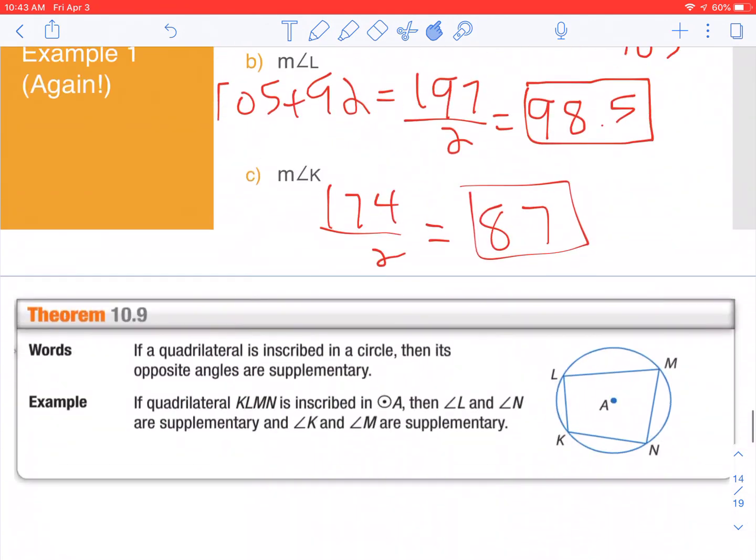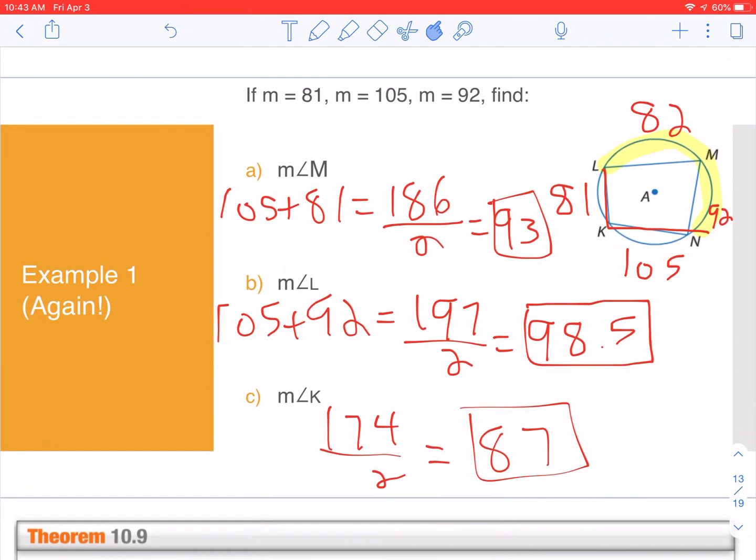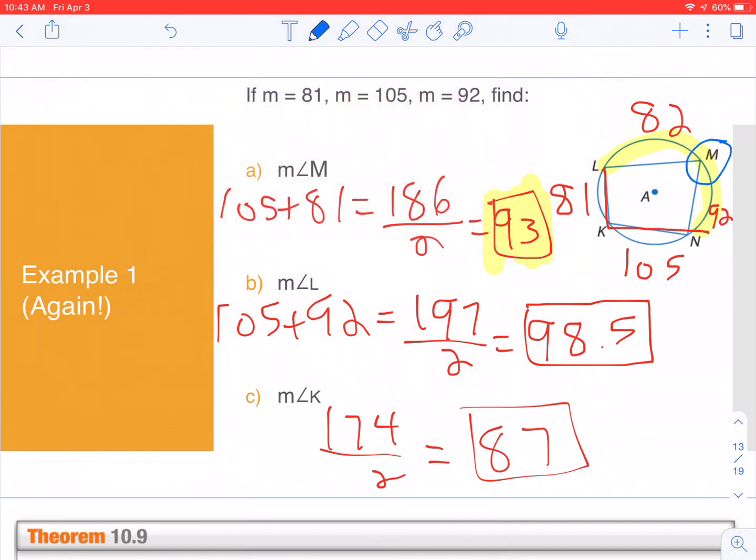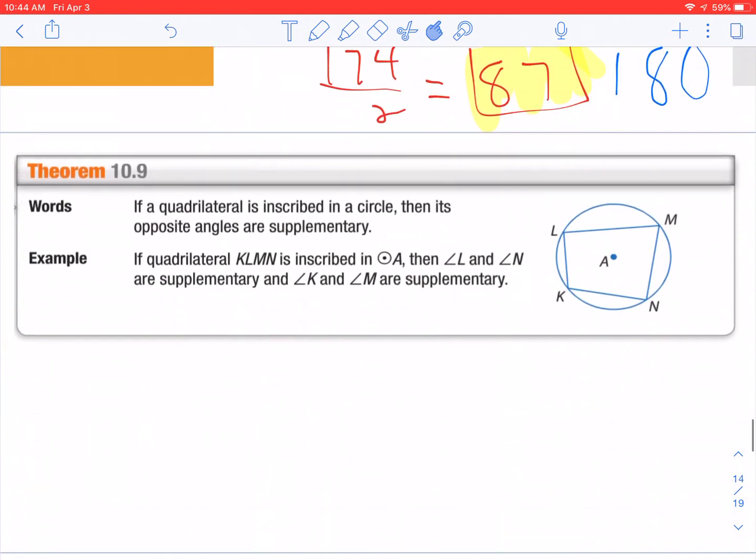So that's going to lead us to our theorem. Is that if you add 93, which is angle M, and 87, which is angle K, and you add those two angles up, 93 plus 87, you are going to get 180. So that's our next theorem, is that the opposite corners of the quadrilateral inside of a circle are supplementary. They add up to 180. That's what this says right here.